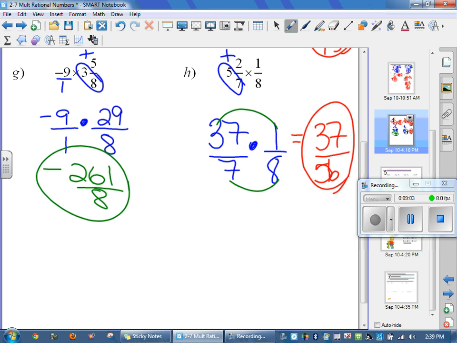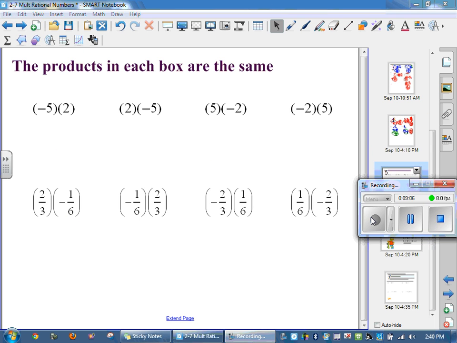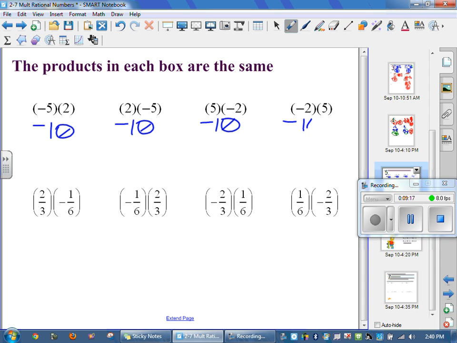Okay, this one says that they all give us the same answer. Well, you tried it and you proved it. So, this gives us negative 10, negative 10, negative 10, and negative 10. What is that actually showing us then? Why do you think they made us do it so many times?